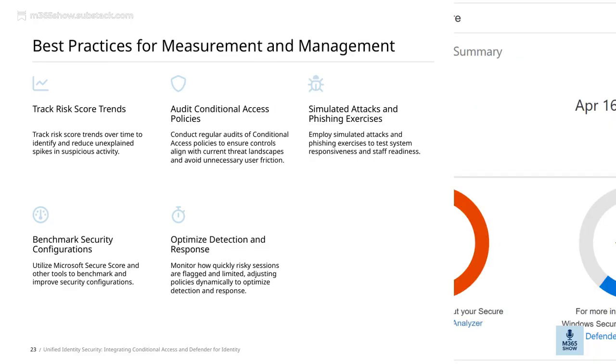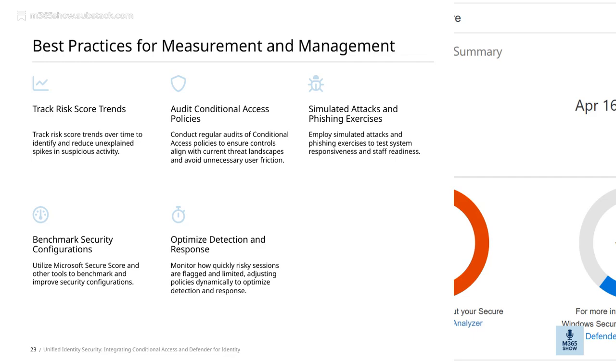Let's talk about best practices for measurement and management in our security strategy. One key aspect is monitoring how quickly risky sessions are flagged and limited. It's important to adjust these policies dynamically so we can optimize our detection and response capabilities. The faster we identify and act on suspicious activity, the stronger our security posture becomes. Next, we should leverage tools like Microsoft Secure Score to benchmark our current security configurations. Regularly reviewing these scores helps us identify areas for improvement and track our progress over time. It's all about continuous enhancement.